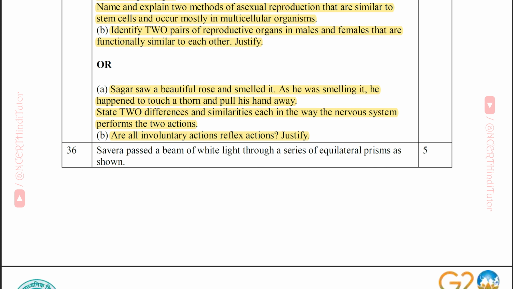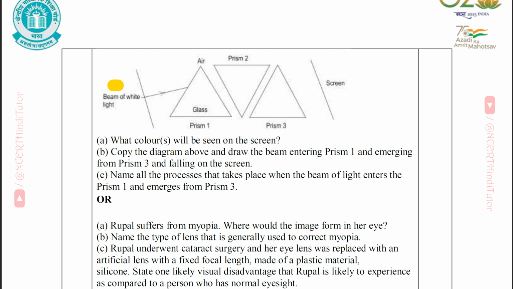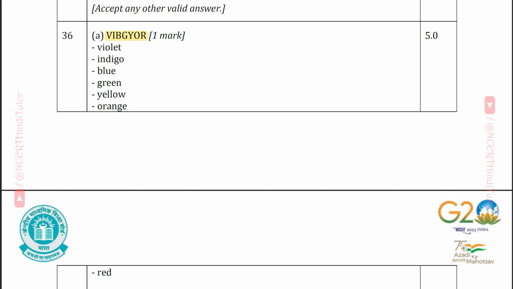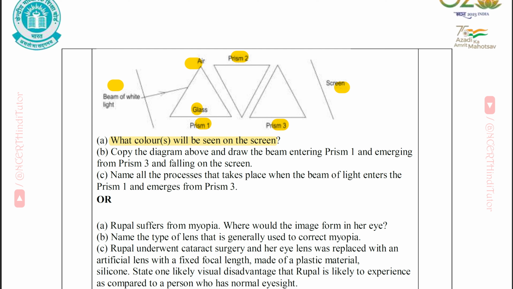Savera passed a beam of white light through a series of equilateral prisms as shown. Beam of white light, air, glass, prism 1, prism 2, prism 3, screen. A. What color will be seen on the screen? Answer. VIBGYOR: violet, indigo, blue, green, yellow, orange, red. B. Copy the diagram above and draw the beam entering prism 1 and emerging from prism 3 and falling on the screen. Answer.